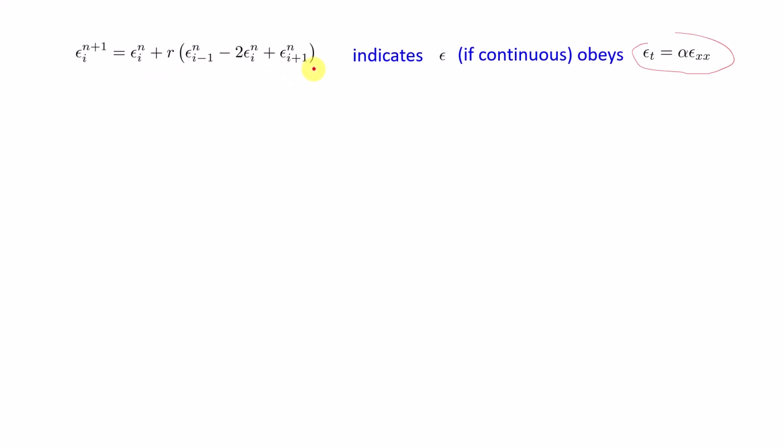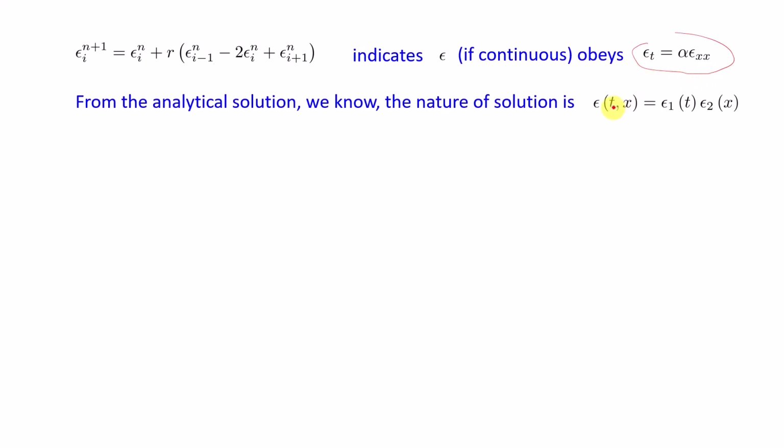So that gives us some idea of what kind of solution epsilon might take, because we have solved such equations analytically already. From the analytical solution, we know that the nature of the solution of this equation, using separation of variable, would be a product of two functions, epsilon 1 of t and epsilon 2 of x. This is a homogeneous linear equation, and the boundary condition could be homogeneous, and I am coming to this point. With homogeneous boundary condition, we can have this kind of a solution.